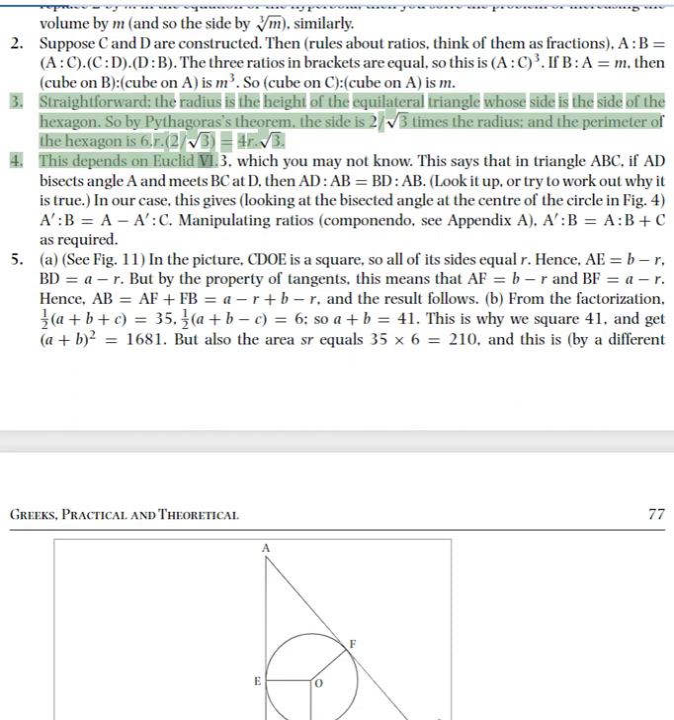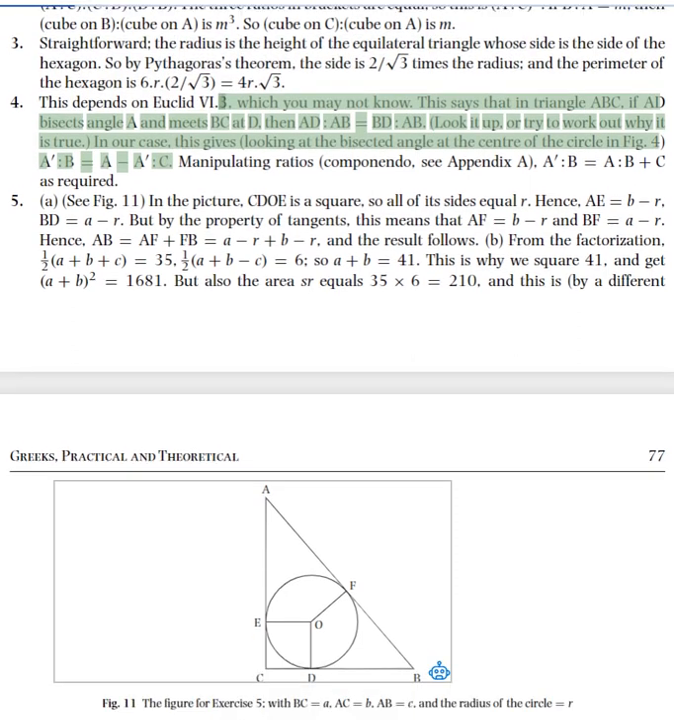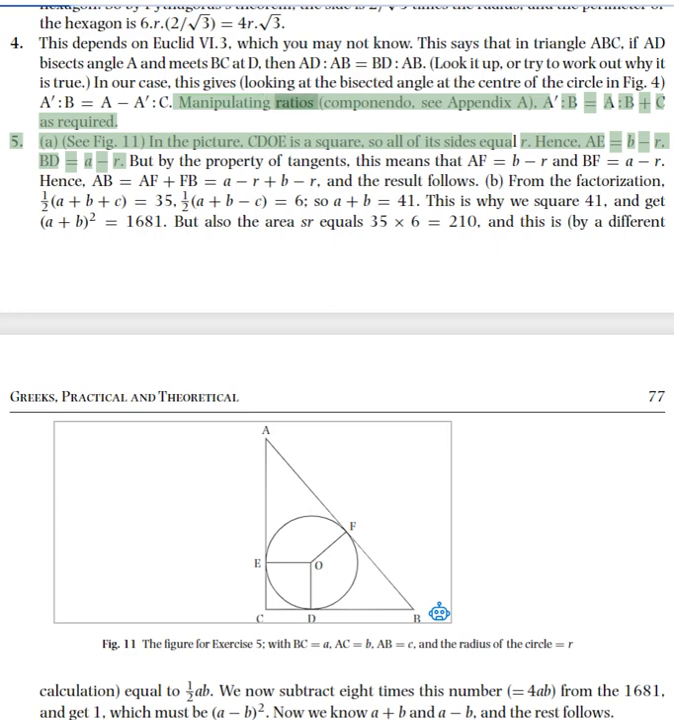4. This depends on Euclid 6.3, which you may not know. This says that in triangle ABC, if AD bisects angle A and meets BC at D, then AD to AB equals BD to AB. In our case, this gives the ratio of AB to AC. Manipulating ratios, we get AB over AB plus AC as required.